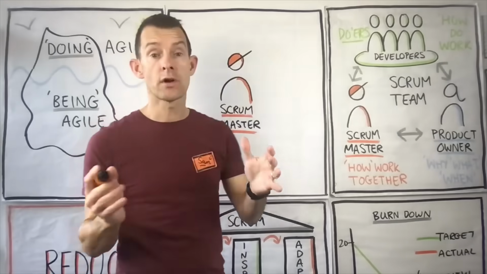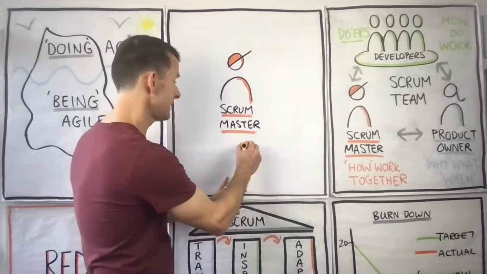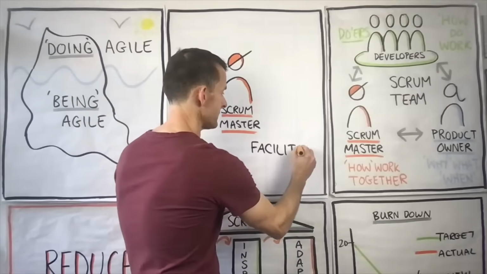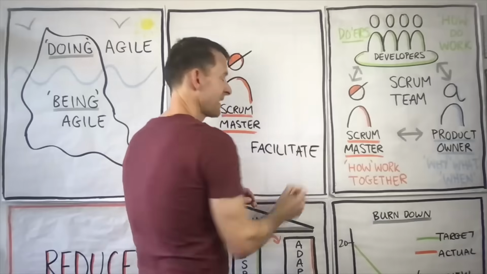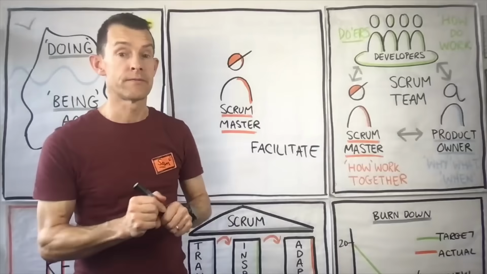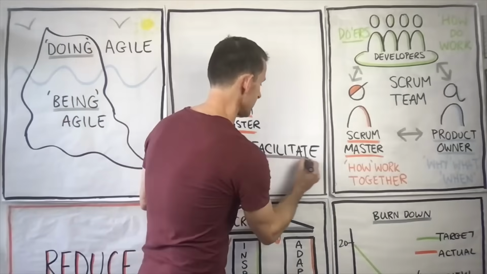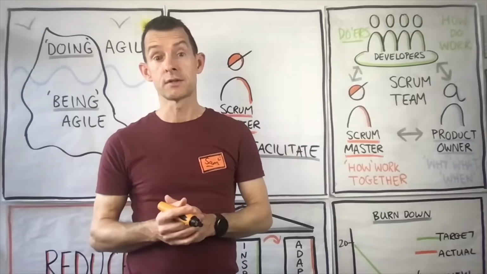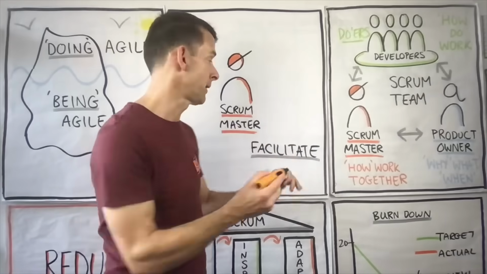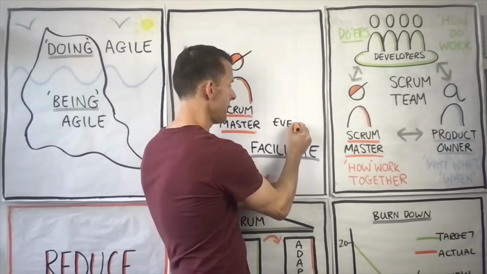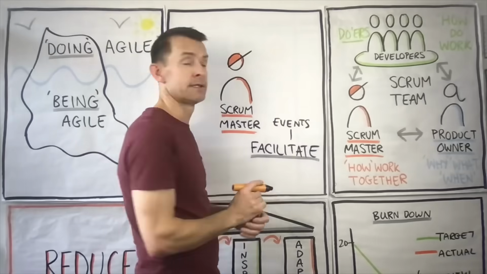The first thing the Scrum Master is well known for, of course, is facilitation. So they facilitate. And this is a key part, and it's a really interesting skill as well in terms of being a great facilitator. The first thing that they facilitate is the events or meetings of Scrum, like the daily Scrum and sprint planning, the sprint review and retro. So the events is one thing that they facilitate.